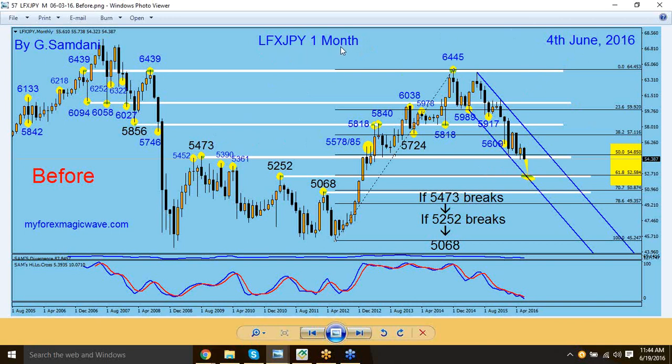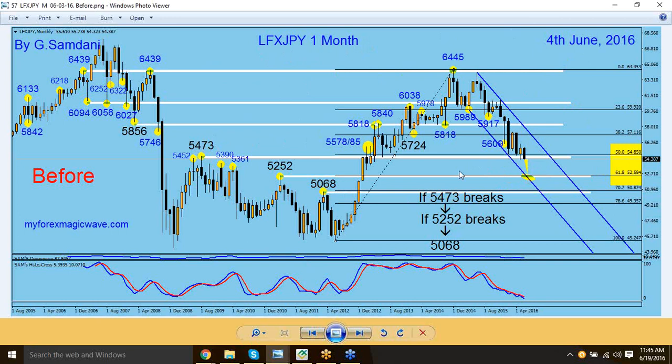This is the yen index monthly chart, and you can see this little arrow from this area to this area. This area is 54.73, then 52.52, then 50.68, and I mentioned these numbers. If 54.73 breaks, we go down to 52.52, which is this area. The 61% is also coming at 52.58. So what happened to this? By the way, when the yen index drops, the yen gets strong.